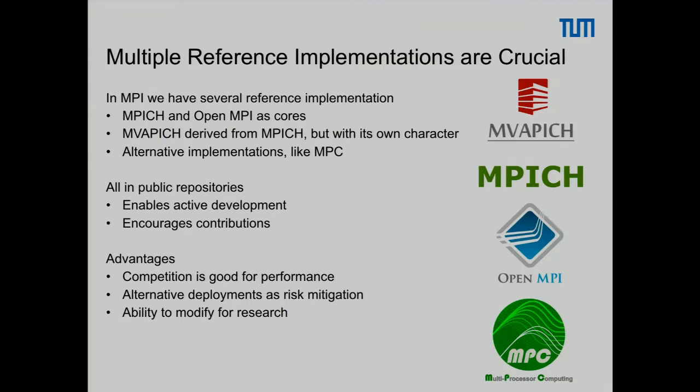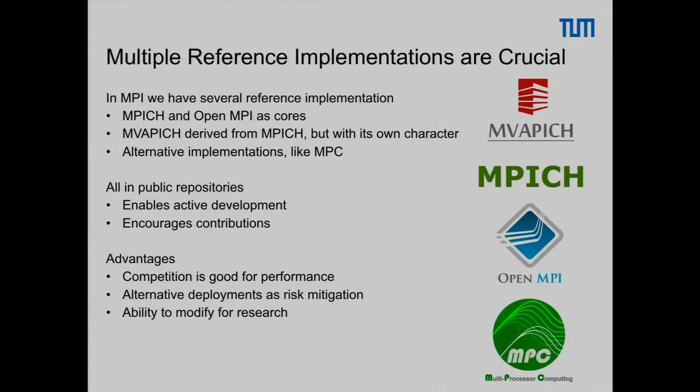So this has the advantage that, of course, you have competition, which is always good for performance. The more people you have working on this, the more the implementations will be pushed. And you can see this particularly between the two DOE labs, which run MPICH and OpenMPI. They're always talking about who has the 5 cycles shorter critical path, which is kind of fun to see.